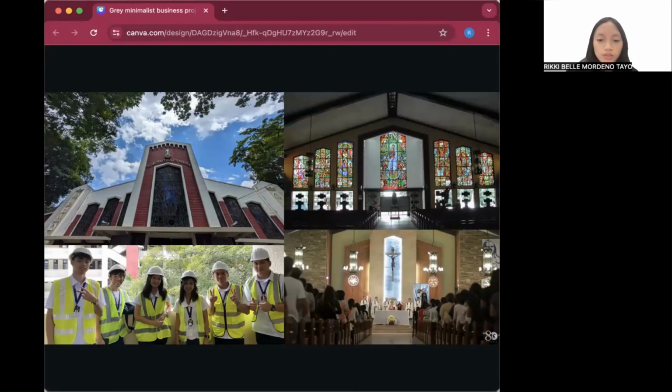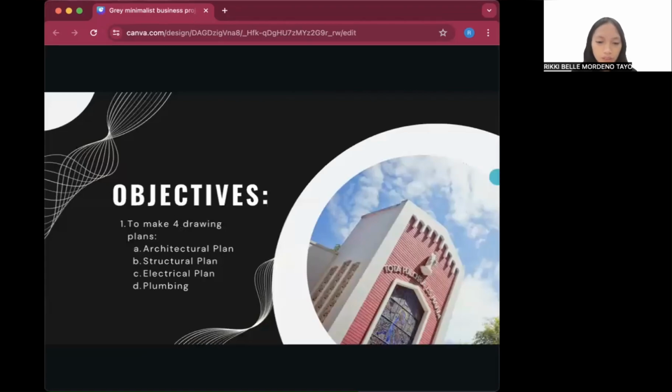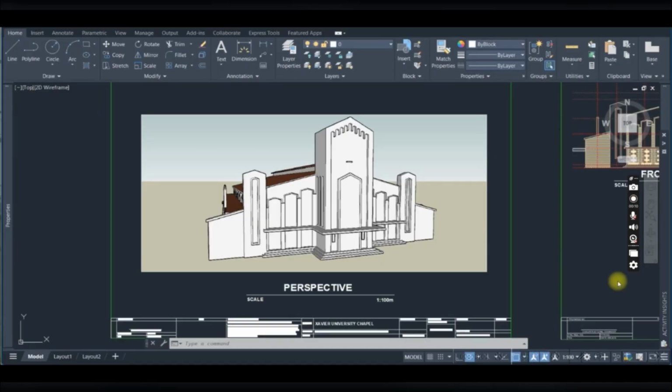With that, we are more motivated to work on this structure given these following objectives. So here are the objectives of our project. Our main goal is to make 4 drawing plans, and these are the following. First is the architectural plan, the structural plan, electrical plan, and plumbing. We have decided to not include the mechanical plans as agreed with Sir William, since it is not applicable in our state.